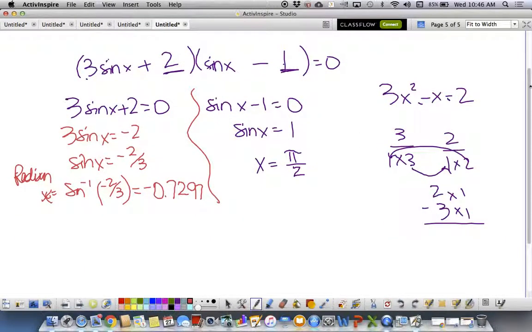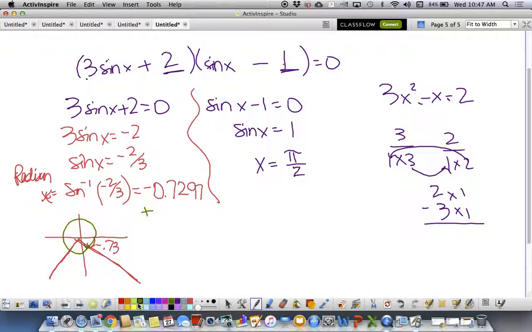So I'm scrolling down a little bit. I have to see a visual where I'm supposed to be at. I need to be in quadrant 3 and quadrant 4, because that is where sine is negative. This answer right here gave me a negative 0.73 radians. So if I were to add 2 pi to that, I would be at the exact same spot.